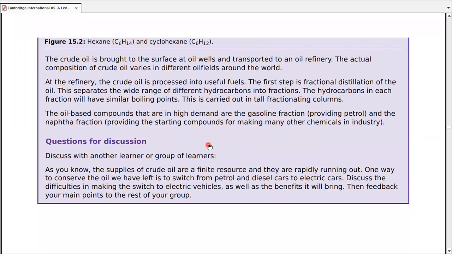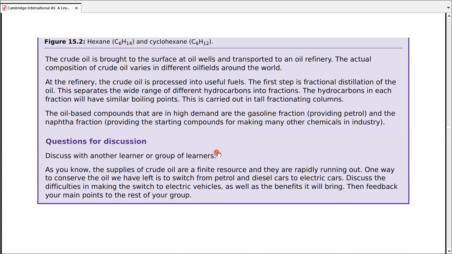Now, different books may cater to different numbers of fractions, sometimes 8 fractions, sometimes more, sometimes less. That really depends upon what the book is going to target in terms of syllabus. So we can bifurcate it into different fractions, that's fine. But the most common 8 fractions are something that we did back in IGCSE. Now, the hydrocarbons in each fraction will have similar boiling points. This is carried out in very tall fractionating columns.